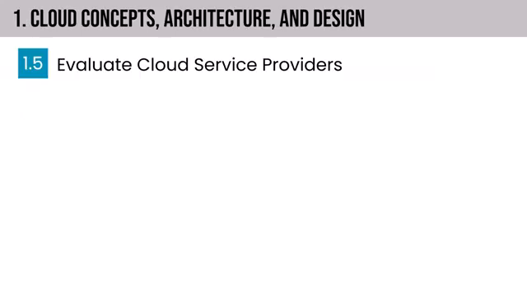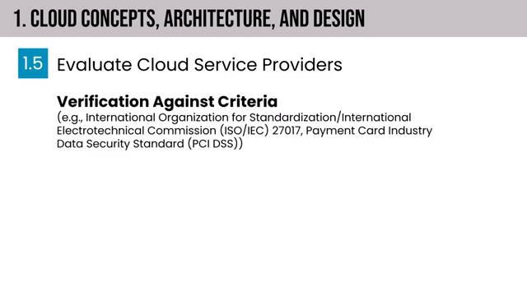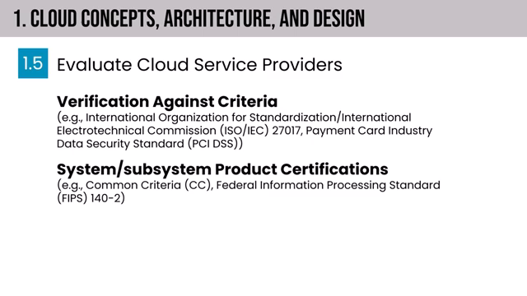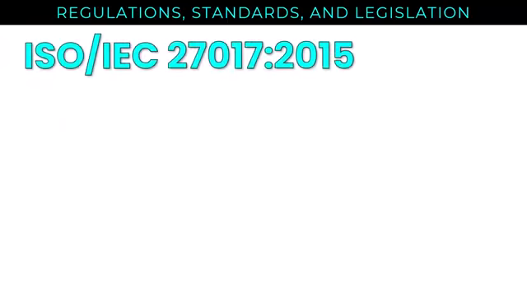And that brings us to section 1.5, evaluate cloud service providers. In fact, section 1.5 is the last in domain 1, so we'll finish up with a look at verification against criteria. And we'll touch on ISO IEC 27017 as well as the Payment Card Industry Data Security Standard, or PCI DSS. And we'll talk about system product certifications. We'll have a look at common criteria as well as the Federal Information Processing Standard, or FIPS 140-2. So let's start with ISO IEC 27017.